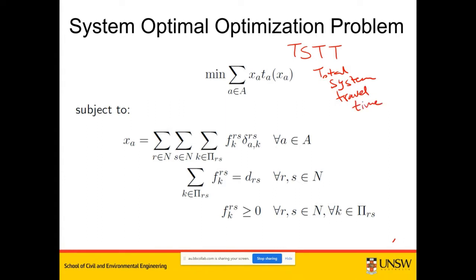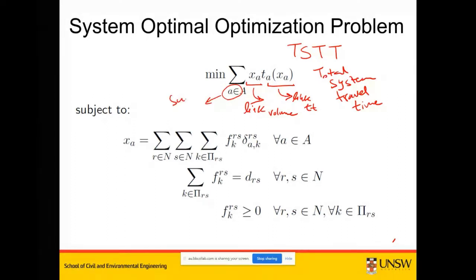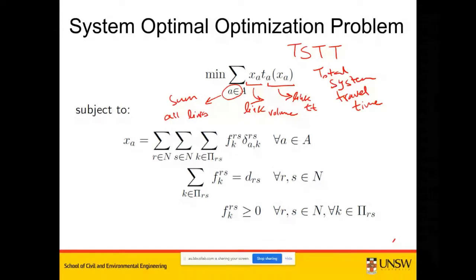And total system travel time is basically you multiply the link volumes by the travel time of the link, and you sum it over all the links in the network, and that gives you the total system travel time. And we want to minimize this. So it's a minimization problem.